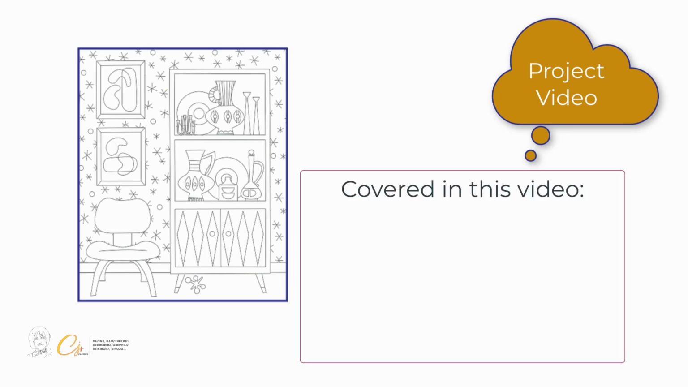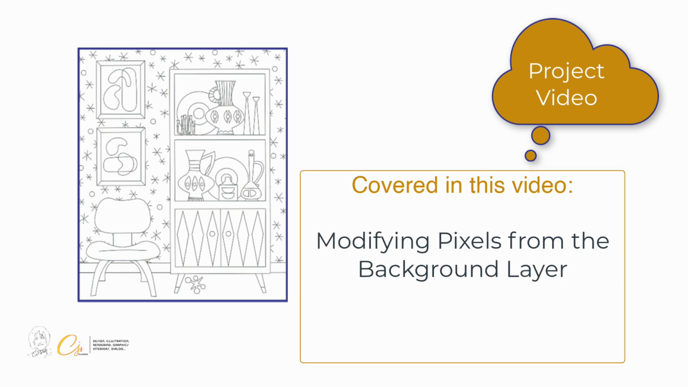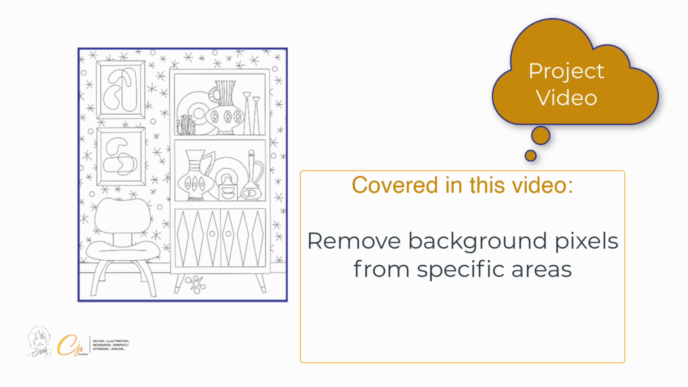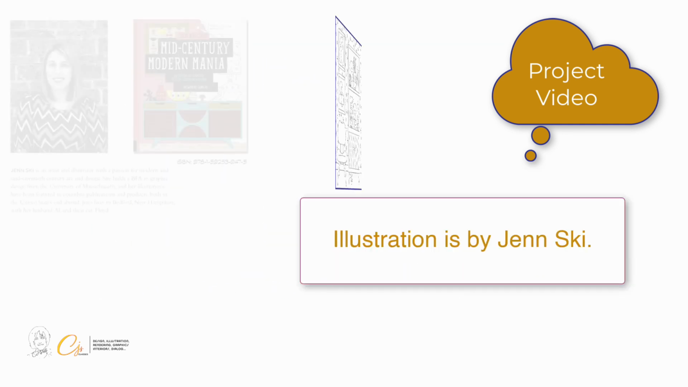This is a project-based video. This is part 1 in a series that will guide you through rendering a complete composition. In this video, you will work to set up the mid-century modern interior illustration by modifying pixels from the background layer, removing background pixels from specific areas, and use transform controls to scale objects.